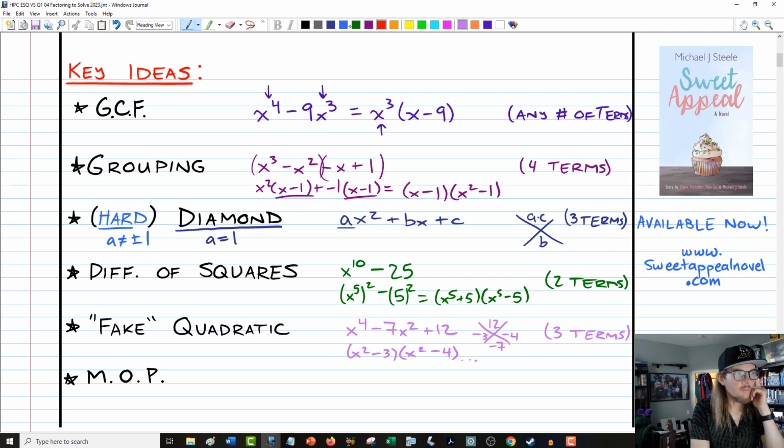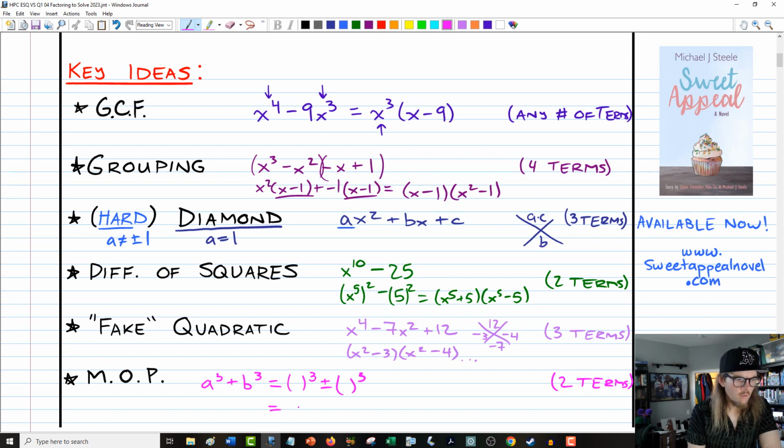And then last but not least on this page, I didn't see any examples that featured this particular technique in the ESQ model, but that doesn't mean it couldn't possibly show up somewhere else. So let me just remind you about MOP. MOP is specifically for 2-term polynomials, but they're 2 terms where a particular structure happens. It's where you can rewrite something as a cubed plus b cubed, where this can be written as something cubed plus or minus something cubed.